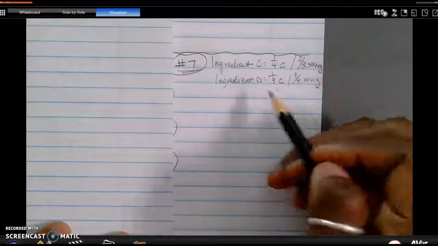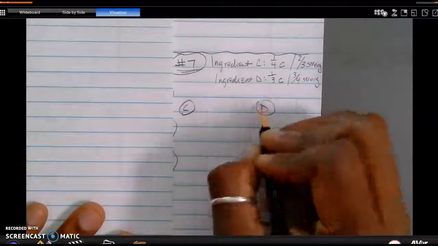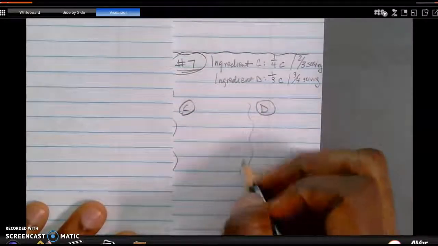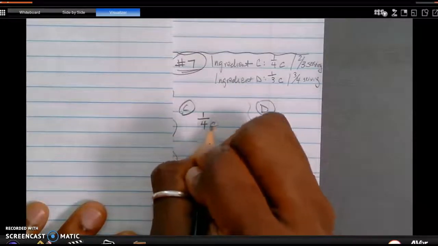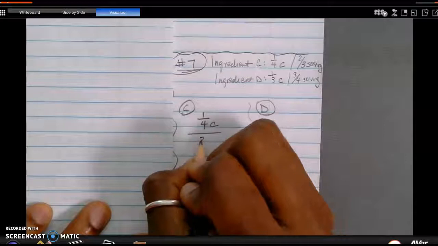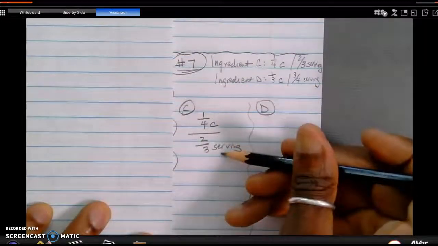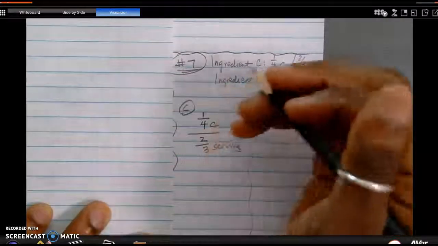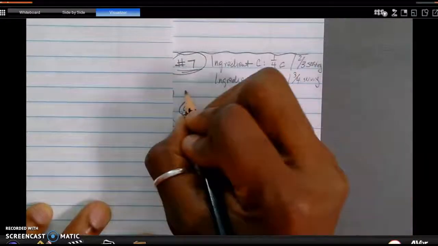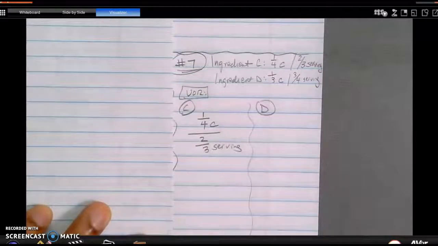so I'm going to set these up again. C and D. I'm going to draw myself a little squiggly line between these. I want to know 1/4 of a cup over 2/3 of a serving. So for every 2/3 of a serving, there's going to be 1/4 of a cup of ingredient C. What are my units of rate? Again, UOR. The units that I have in this particular problem are cups and servings. Is it cups per serving or servings per cup?